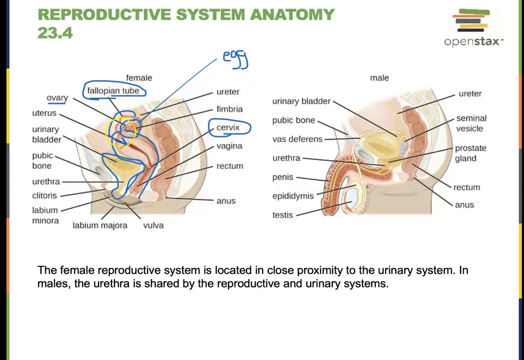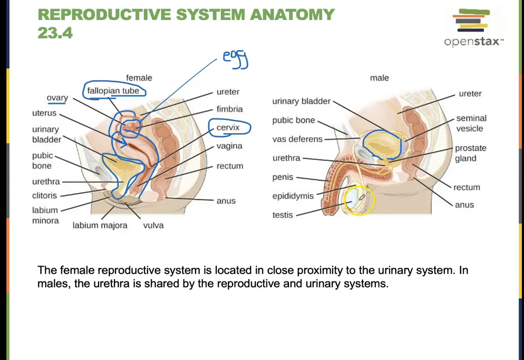But remember, she has two sides, okay? So one side could be damaged and the other side could be okay. For the male, we have a bladder, right? So this is the urinary bladder. And then the urinary bladder is going to come into this area that creates the urethra.